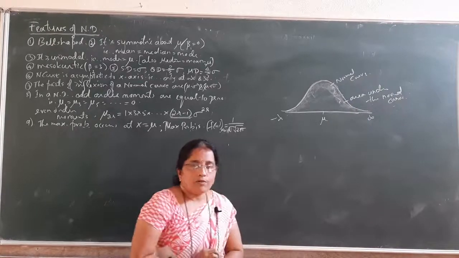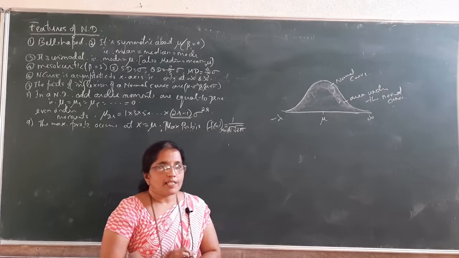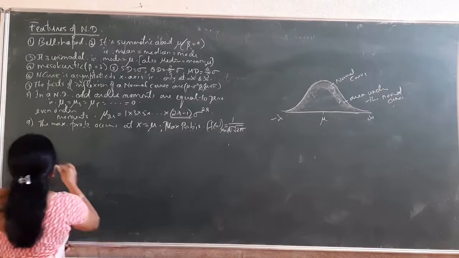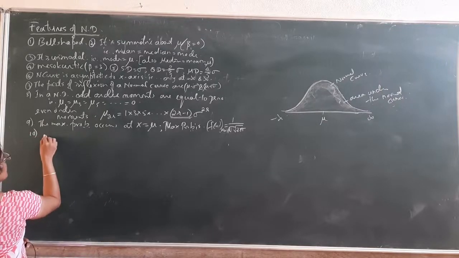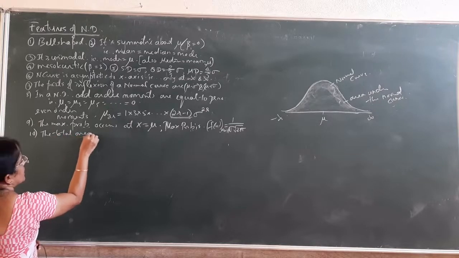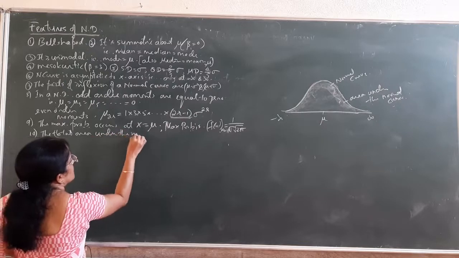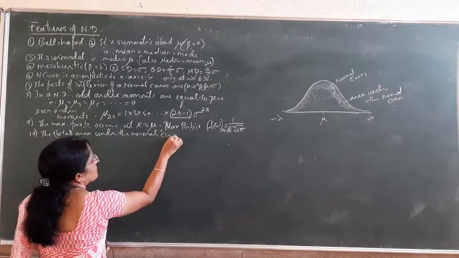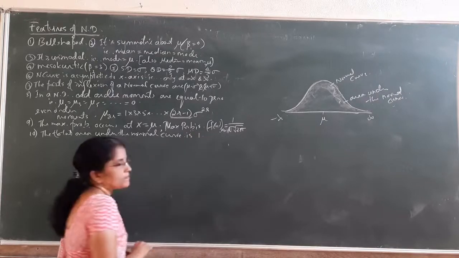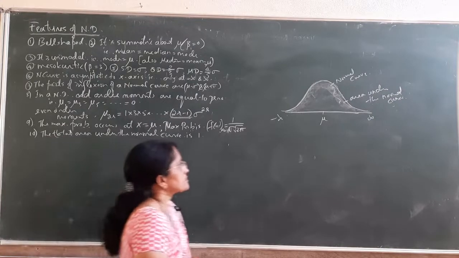It does not have any unit of measurement since it represents the probability, it is just 1, right? So, here we can write the feature as the total area under the normal curve. The area under the normal curve is 1, right?